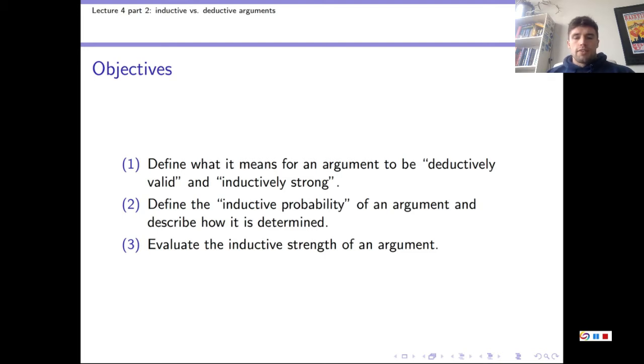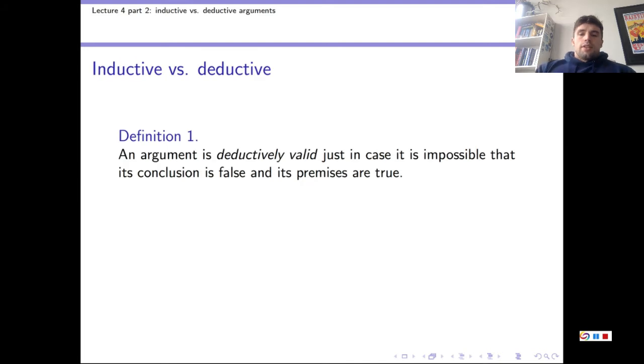So here are the first two definitions towards that goal. The first one will be a recap from the validity lecture. Definition 1 says that an argument is deductively valid just in case it is impossible that its conclusion is false and its premises are true. Notice we've written this slightly differently to how we did before. We've introduced this term impossible. I'll say a little more about that in just a second. We're stating it this way here for comparison. So remember, a deductively valid argument is the strongest type of argument that we're concerned with in this class.